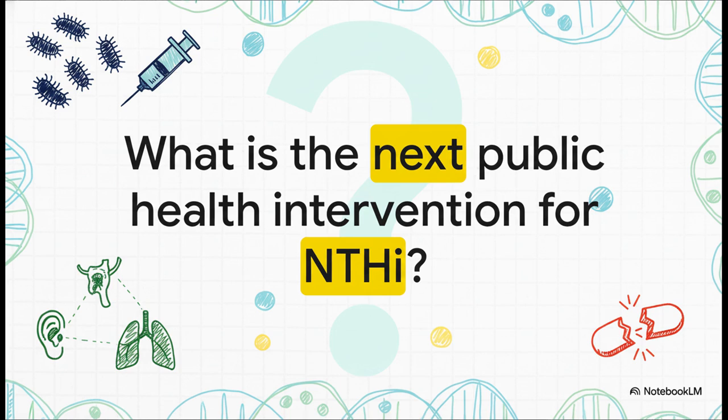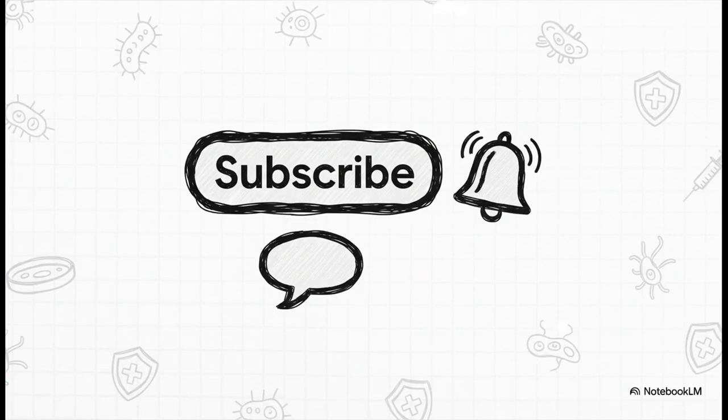And that brings us to the big question for the future. The amazing success we've had against Hib has totally changed the game. It's shifted the entire clinical landscape. So now, the dominant pathogen is non-typeable Haemophilus influenzae. So the question is, what's the next great public health intervention going to be? What will that breakthrough look like for the bug that causes so much mucosal disease today? And that's our deep dive on the very complex, very fascinating world of Haemophilus influenzae.